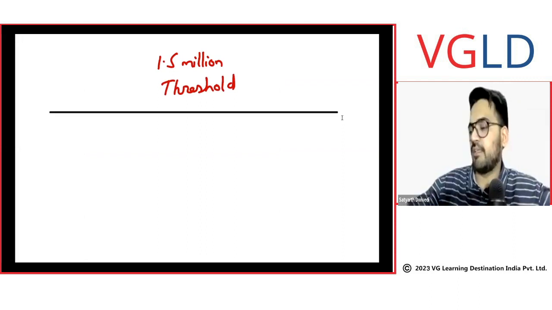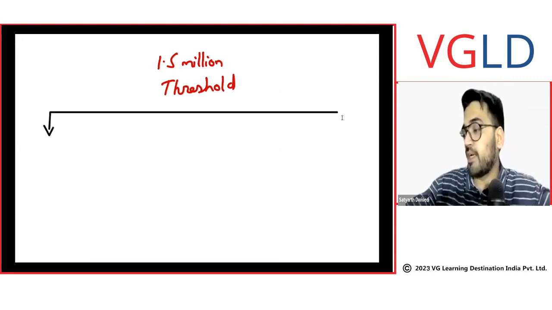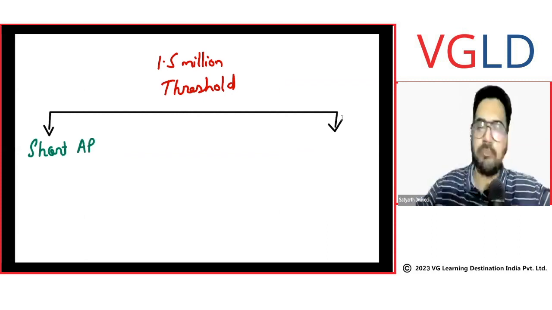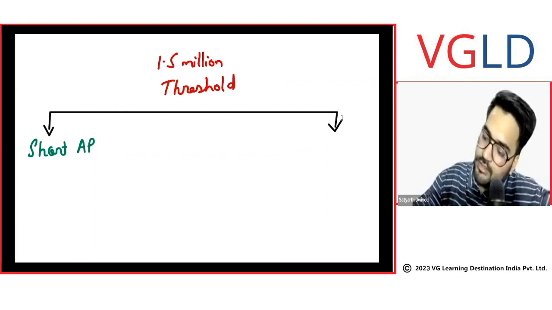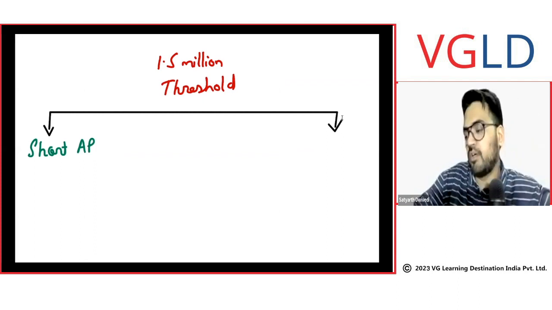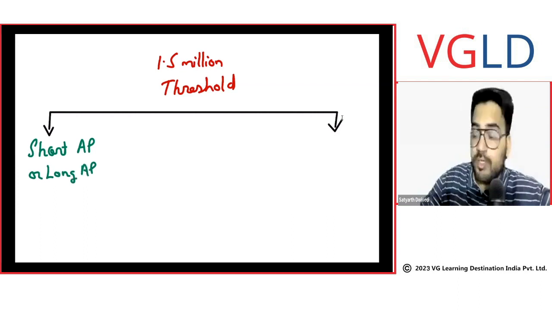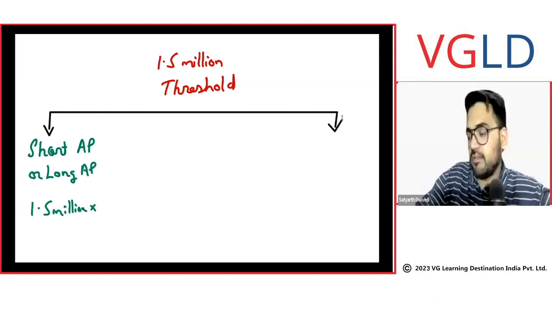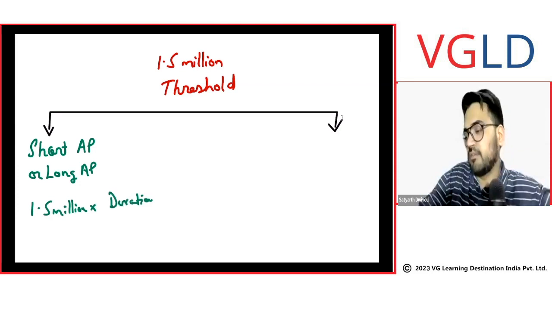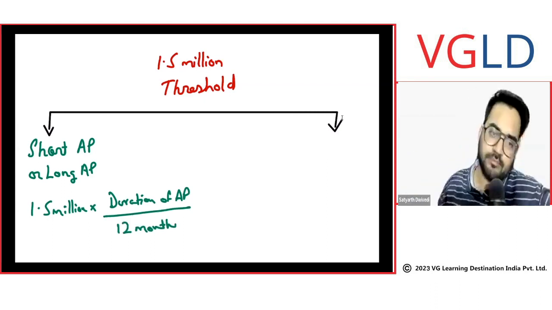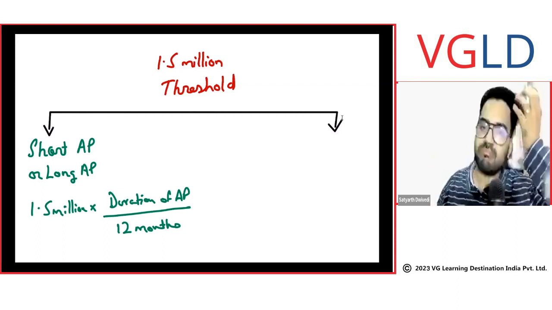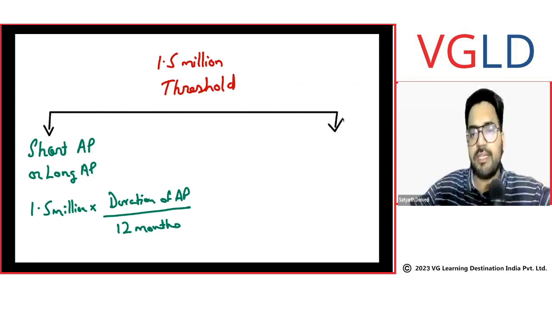Suppose there is a short AP, short accounting period, or a long accounting period, long AP. What do I do? I take this 1.5 million, multiply by the duration of AP, and divide by 12 months. Is that clear? Yes. Is that clear?